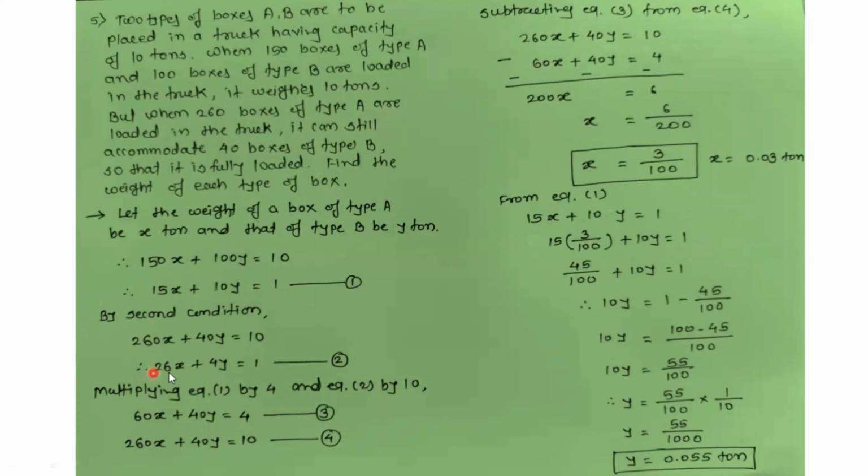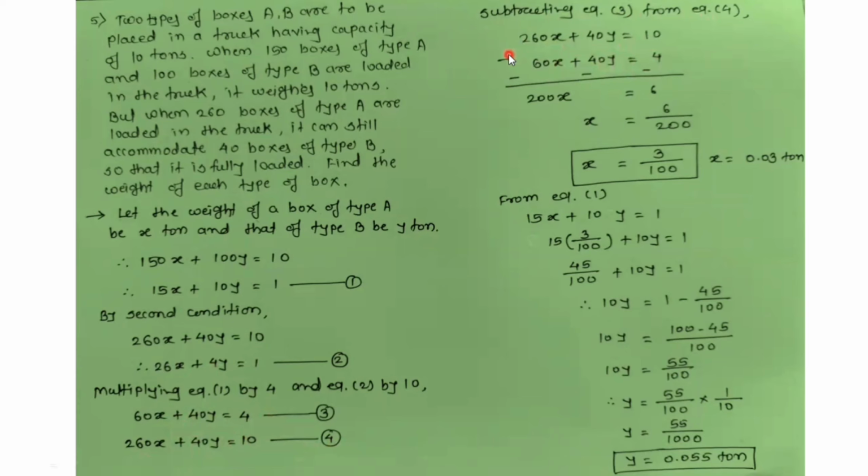And if we multiply equation 2 by 10, we get 26x into 10, that is 260x, plus 4 into 10, that is 40y, is equal to 1 into 10, that's 10. We will call these equation number 3 and 4 respectively. As we can compare, the coefficients of y are the same, that is 40, and signs are also the same, so we should subtract these equations. So subtracting equation 3 from equation 4, we get 260x plus 40y is equal to 10, minus equation number 3, which is 60x plus 40y is equal to 4.